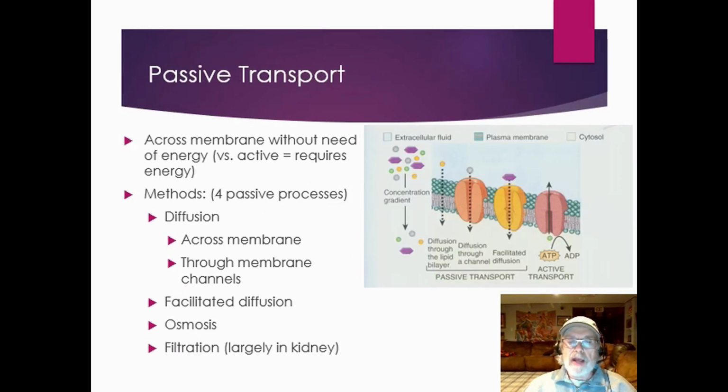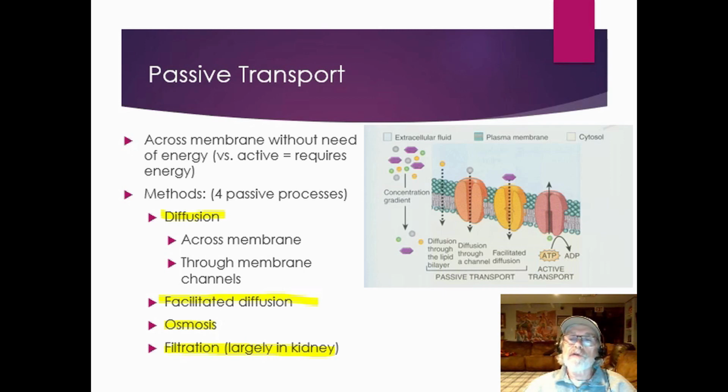Okay, let's talk about passive transport. Passive transport doesn't need energy, because active does need energy, passive doesn't. There are four main methods that I could get things across the cell membrane by passive transport. One of those is diffusion. Another one's called facilitated diffusion. Another one's called osmosis. And filtration we won't talk about now, but that's more related to the kidney. We'll talk about that later on, but we will talk about diffusion, facilitated diffusion, and osmosis individually.